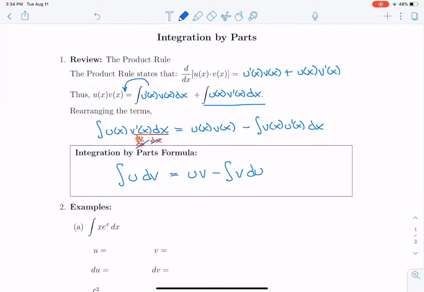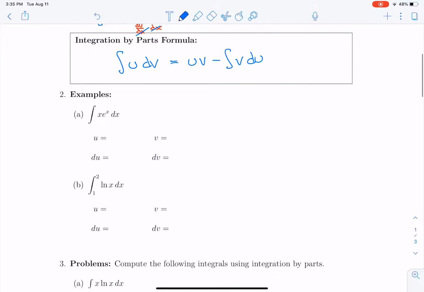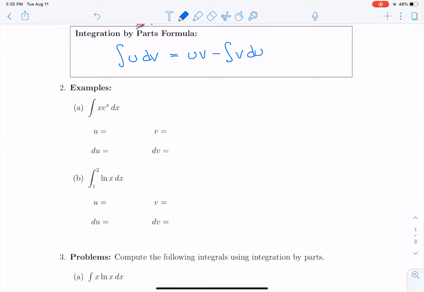Okay, so we've justified the formula, but we haven't really seen how it works. So I'm going to need to do a couple examples. I'm going to start with the integral of x times e to the x. The first thing you should realize is that you can't really do a substitution because I don't see a composition of functions here. x is not a composition of functions, and e to the x isn't really a composition of functions. So I've got to try something else.